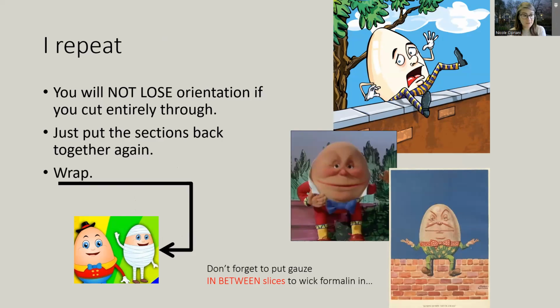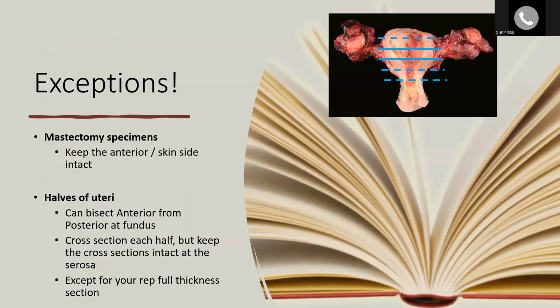Because you can see the mirror image, right? And you can see which faces meet each other, right? So you can always lay them back together if you need to. I would argue if you ever do this, put gauze or paper towels in between those slices so that you can wick the formalin through, right? Because if you lop them back together, you're just going to have the same problem of tissue on tissue and you're not going to fix appropriately. So if you cut anything, always put gauze in between to help the tissue preserve.